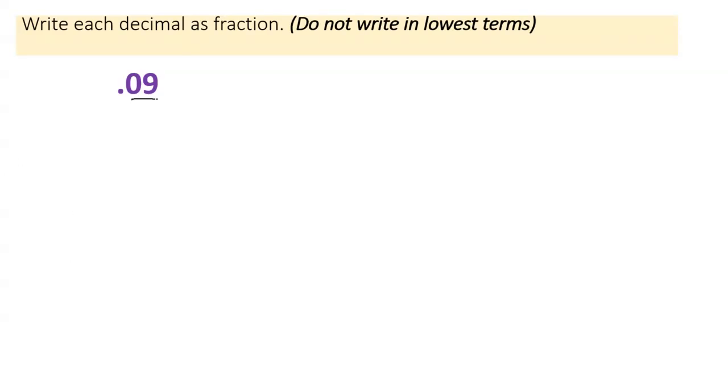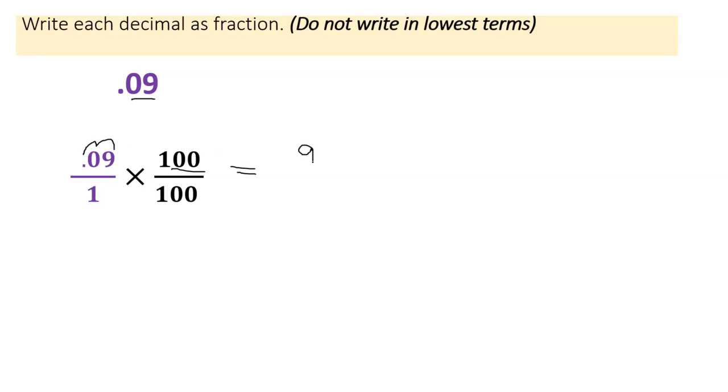0.09 has 2 numbers in it. So first of all, you will put 0.09 over 1 and you multiply by 100, top and the bottom, because it has 2 numbers after the decimal. So I wrote 0.09 over 1 times 100 over 100. This we have learned in the powers of 10. When we multiply by 100, we're moving 2 places to the right. My decimal will move after the 9.